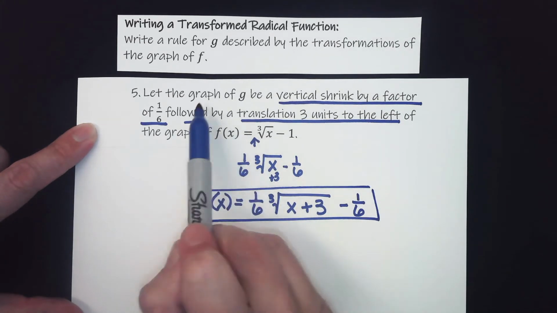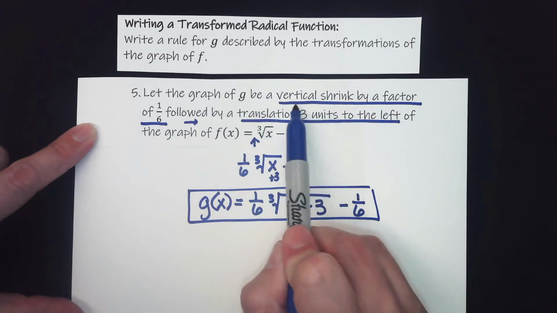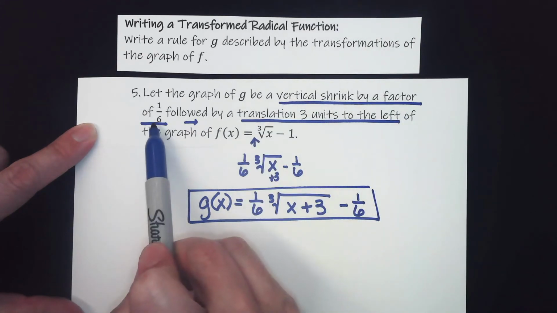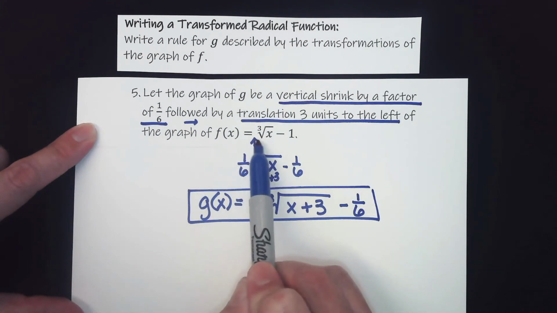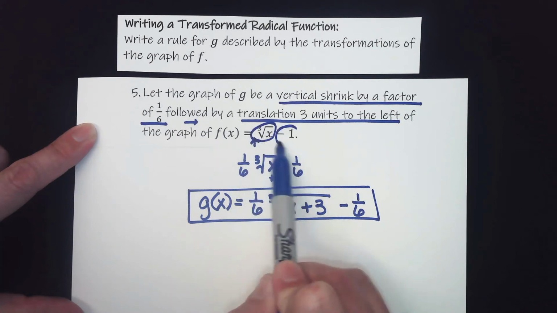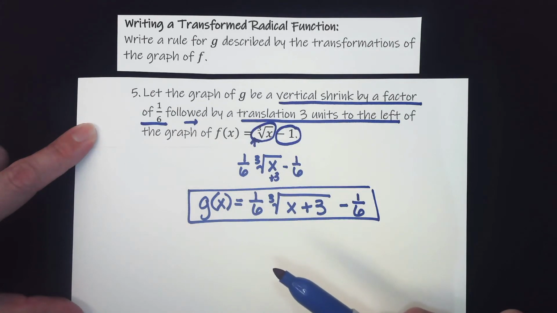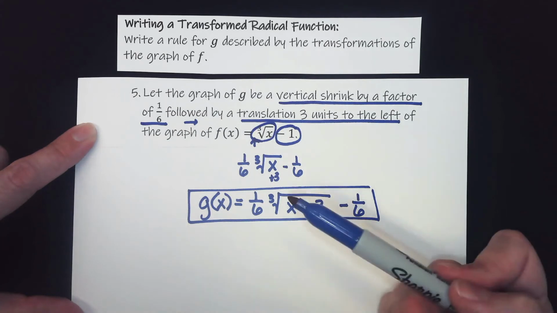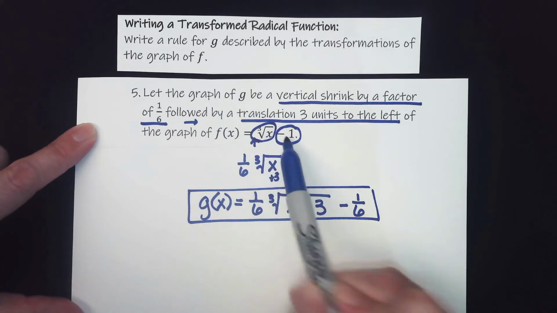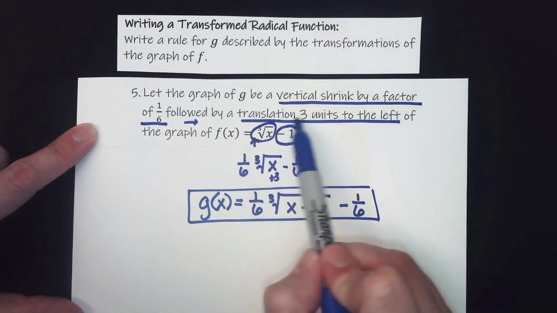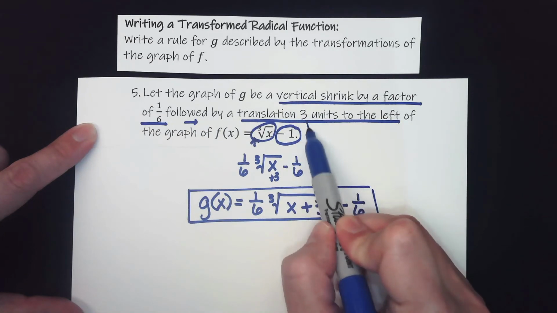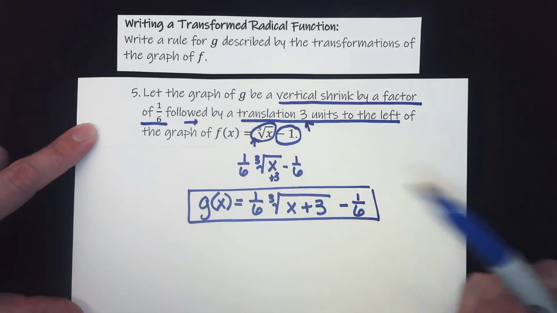All right? Do things in the order it says. It was very specific that it did the shrink first, and that's because you had to multiply both of these terms by that shrink. Same thing if it's a reflection or a stretch. You have to multiply both terms by it. Then you can add in this translation.